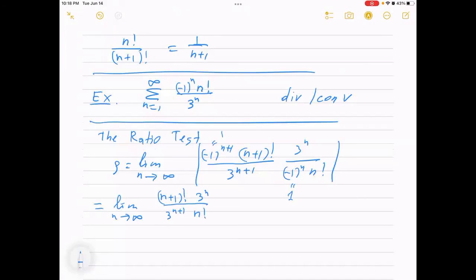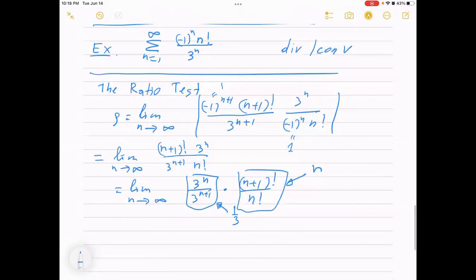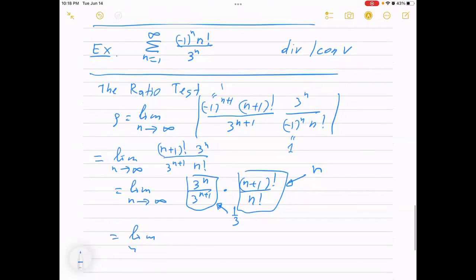I probably will rewrite it one more time. I'm going to write down 3^n over 3^(n+1) and (n+1) factorial divided by n factorial, with a times in between. Using simple algebra with the first ratio, we're going to get 1/3. We already discussed what (n+1) factorial over n factorial is going to be equal to. That is going to be n+1. So we're going to get the limit as n approaches infinity of (n+1) divided by 3, which is infinity divided by 3. So the final answer is infinity.